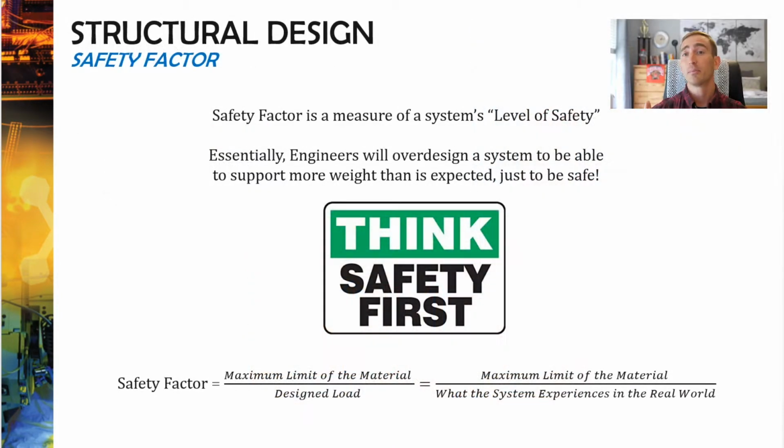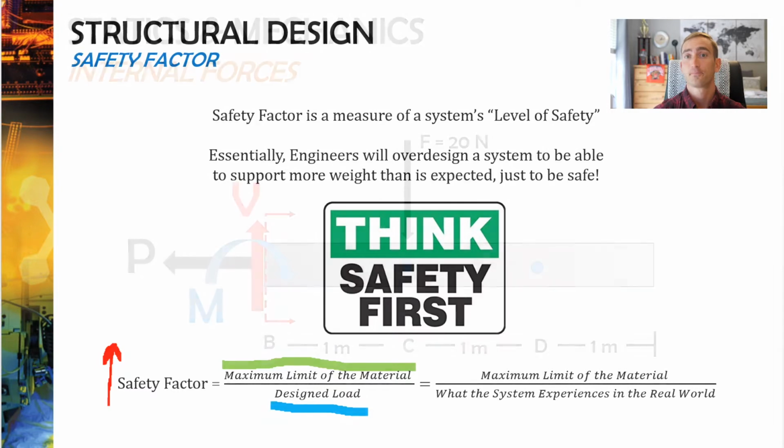So just as a review from last time, safety factor is a way that engineers mathematically interpret how safe their system is. You calculate it by taking the max limit of your material, and you divide that over top of what you design your system to hold. Ideally, your numerator will be greater than your denominator so that your system has an abundance of safety.